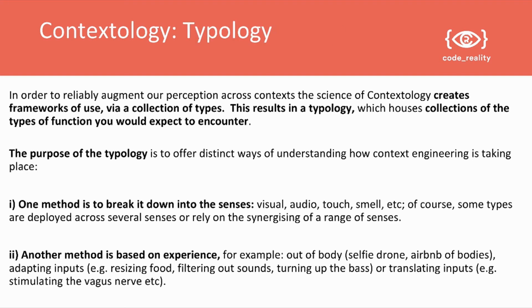So moving on to the contextology typology. In order to reliably augment our perception across contexts, the science of contextology creates frameworks of use via a collection of types. This results in a typology which houses collections of the types of function you would expect to encounter. The purpose of a typology is to offer distinct ways of understanding how context engineering is taking place.